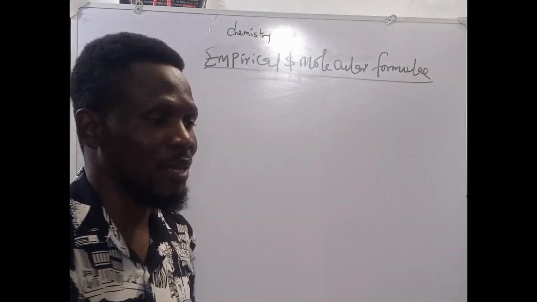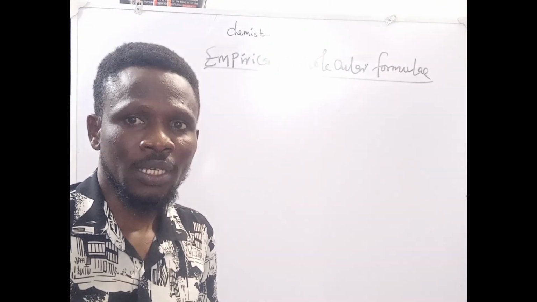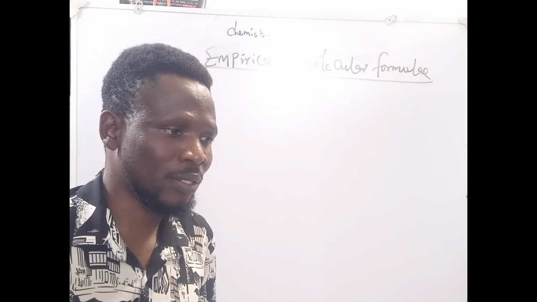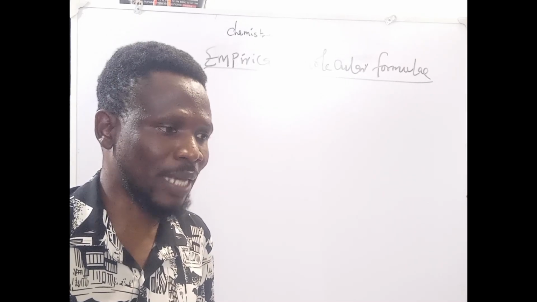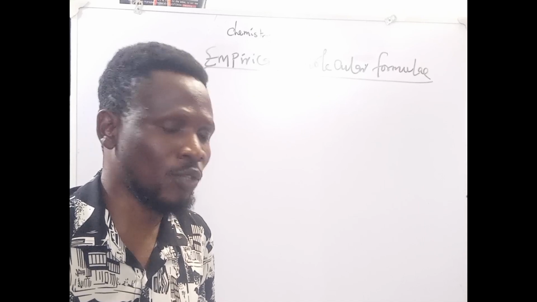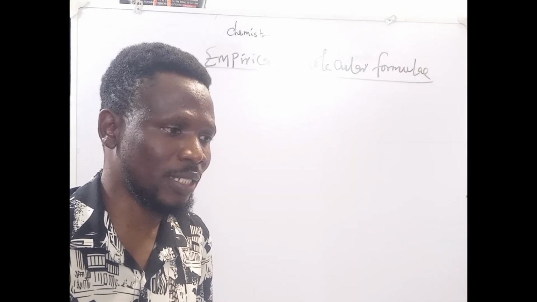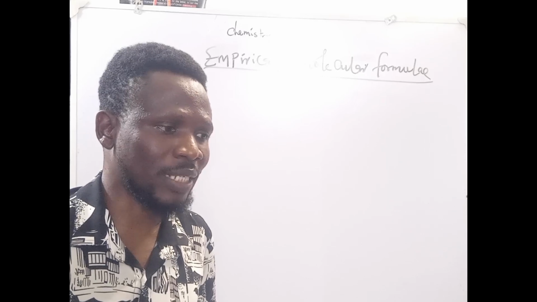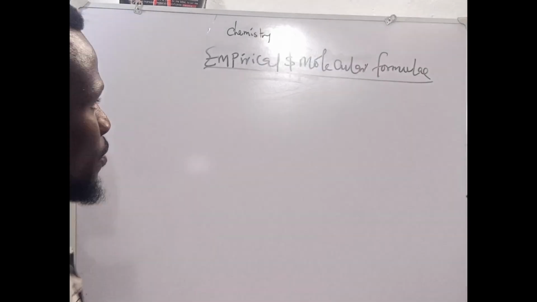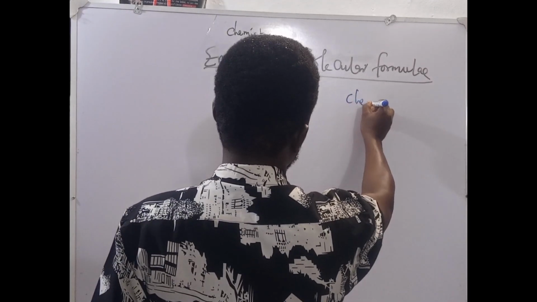So, I believe that you know what a chemical formula is. Compounds are represented with chemical formulas. Elements are written by symbols, and when two or more elements combine together, it gives you a compound. The representation of compounds in chemistry is in a formula we call the chemical formula.